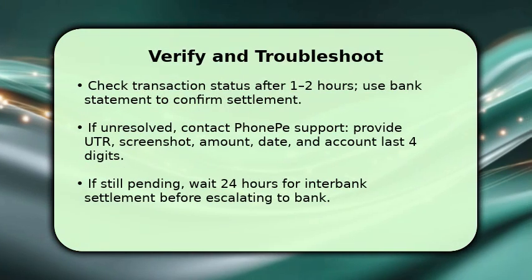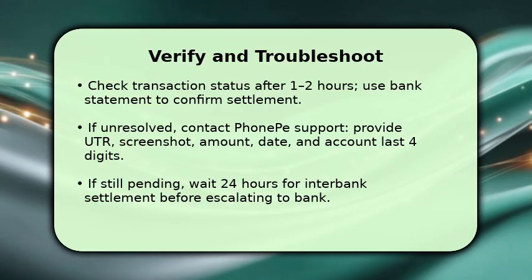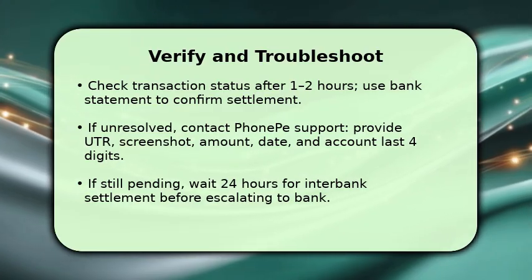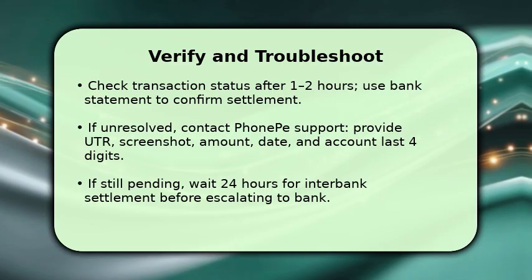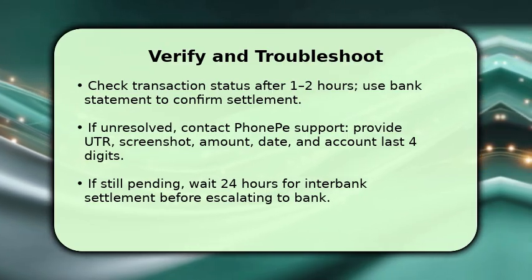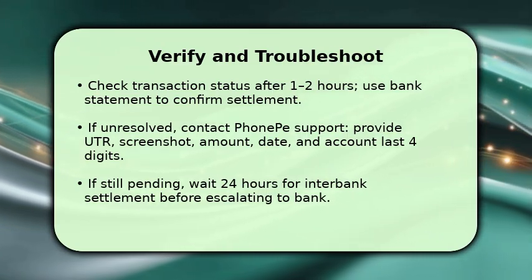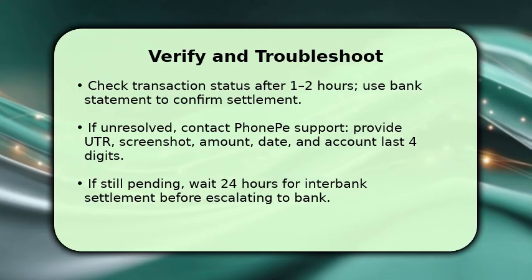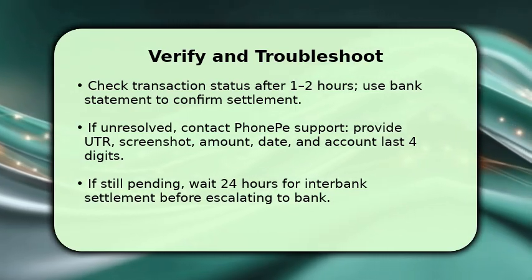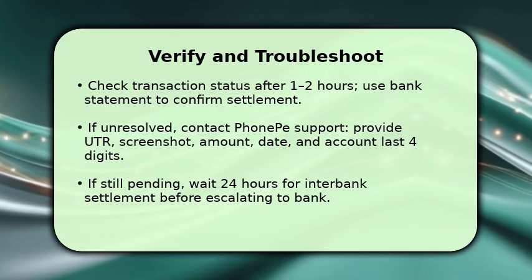You finish by verifying the transaction status in PhonePe and cross-checking your bank statement for settlement. Once done, if the entry isn't reconciled, contact PhonePe support and give them the UTR, a screenshot of the bank SMS or statement, the amount, date, and last 4 digits of the account.